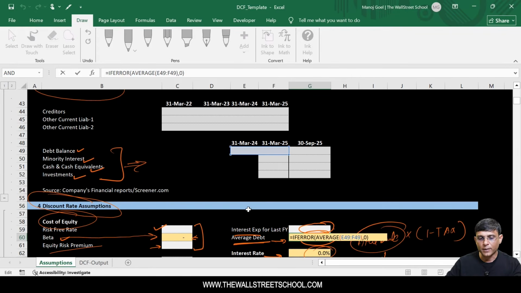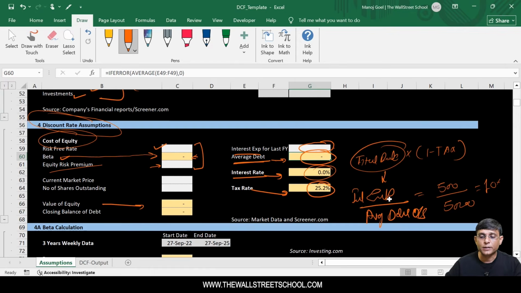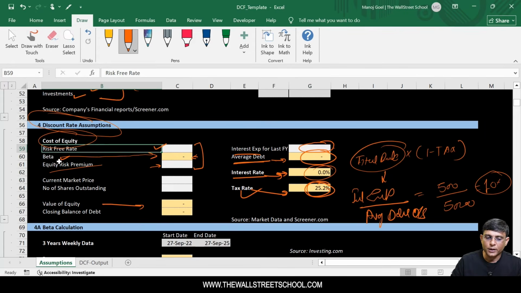So this debt balance is required for the latest year and for the last year, and the average of this debt balance would be your average debt outstanding, which will be used to calculate the interest rate. And this 10% is the pre-tax cost of debt. Now, this pre-tax cost of debt will be netted off with the tax rate because you will get a tax benefit of it. Cost of equity, as I explained to you, is risk-free rate, beta and ERP.